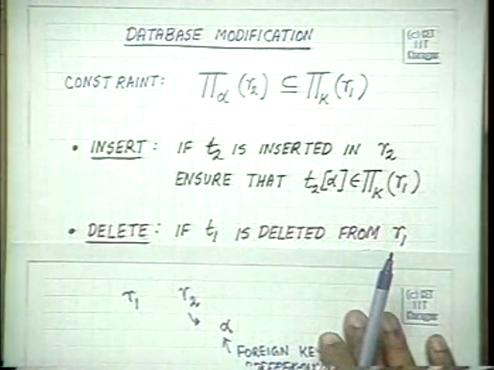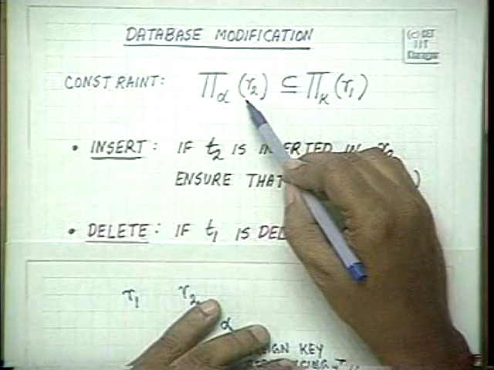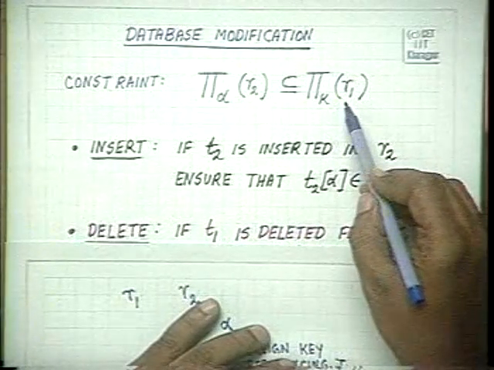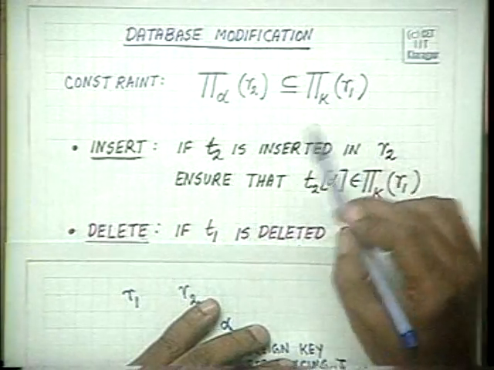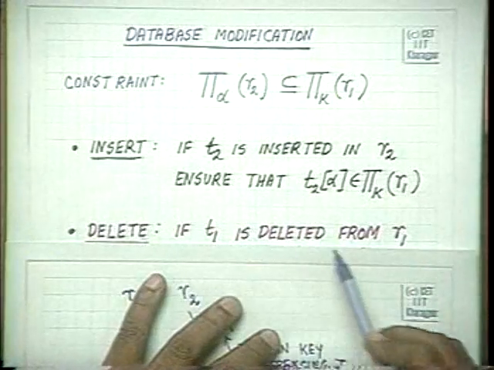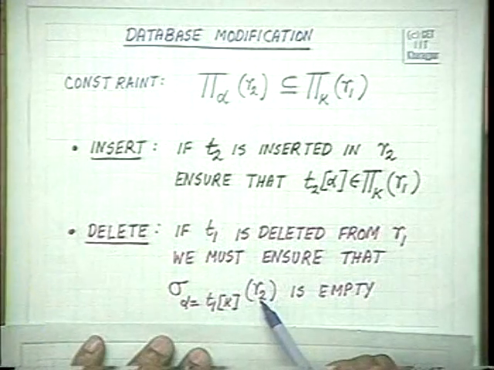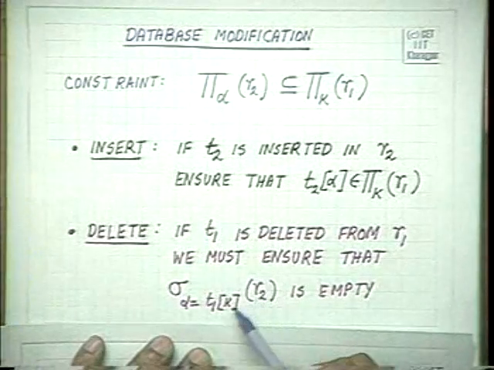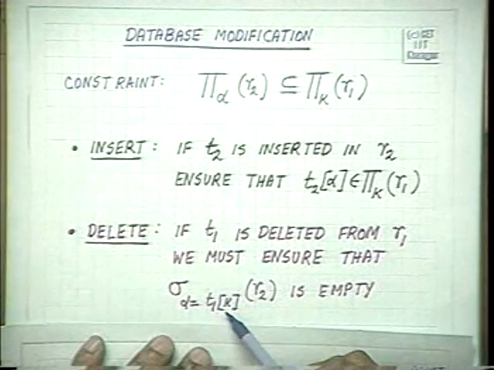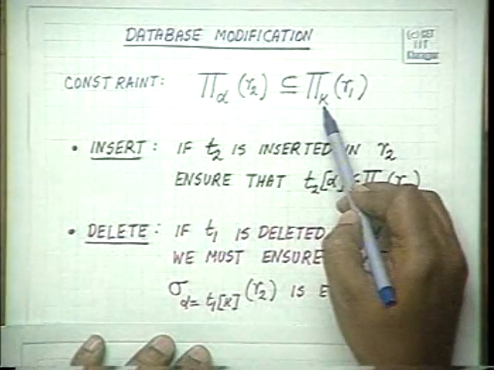The next is delete. Now, if an element is deleted from R2, there is no problem, because we don't have to check anything. But if an element is deleted from R1, then we have to ensure that there is no tagged element left behind in R2. For that, if T1 is deleted from R1, we must ensure that all tuples of R2 which satisfy T1 for the primary attribute k, which is same as the attribute alpha. The attribute set alpha and the attribute set k are the same.